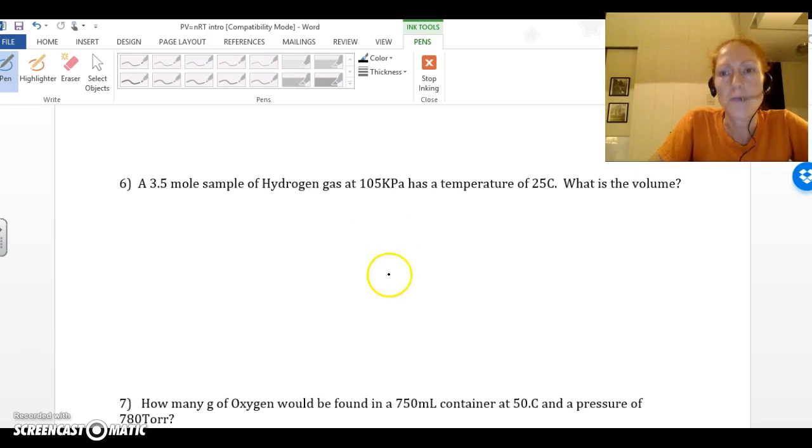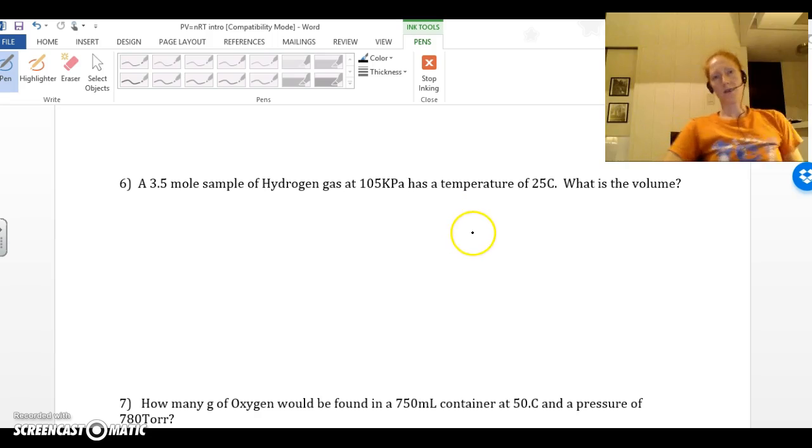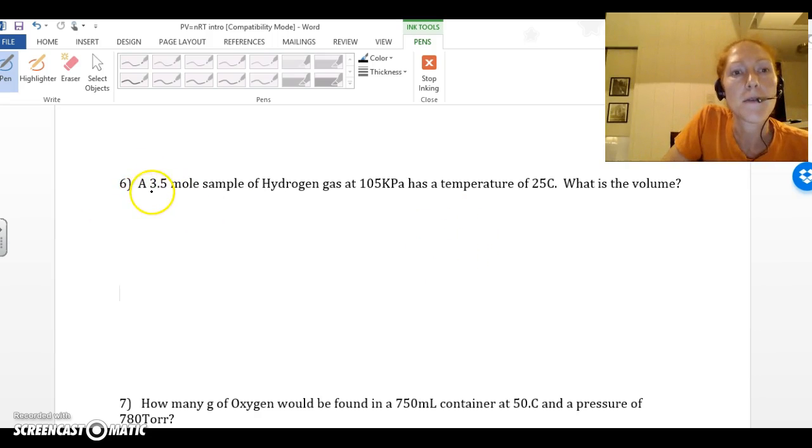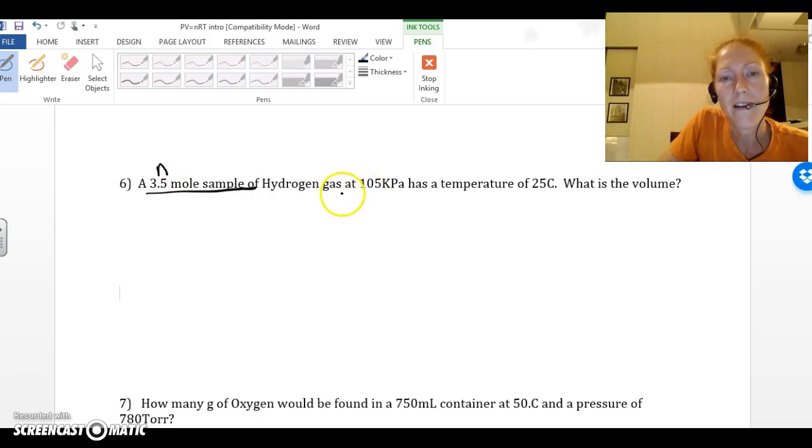Okay, and the very last one. Do one that's a little bit trickier because this one, we won't be given the units that we need. So here we have a 3.5 mole sample of gas. It's moles. Do you know what variable that is? Did you say n? Would be right. At 105 kPa. kPa, do you know what variable that is? It's a pressure. Has a temperature of 25 Celsius. I'm not even going to ask you. And we're looking for volume.